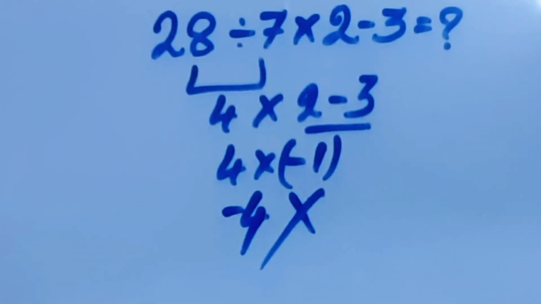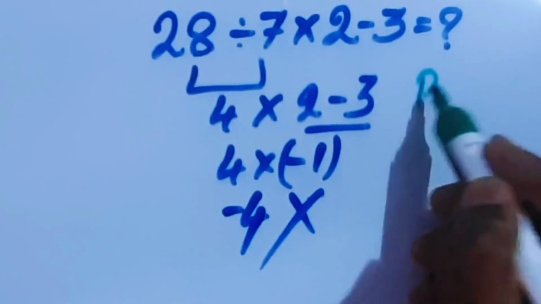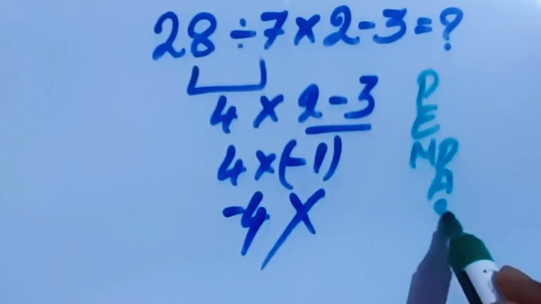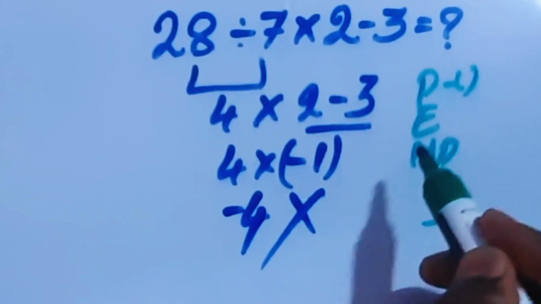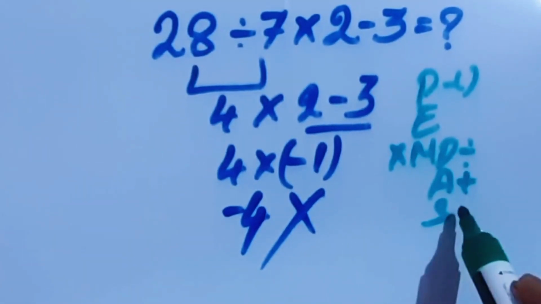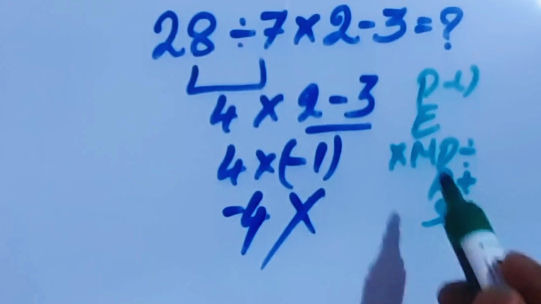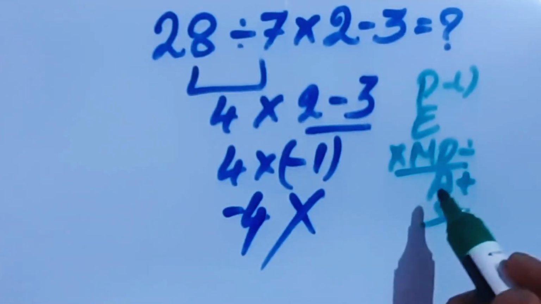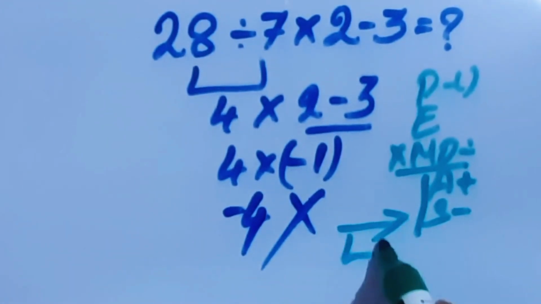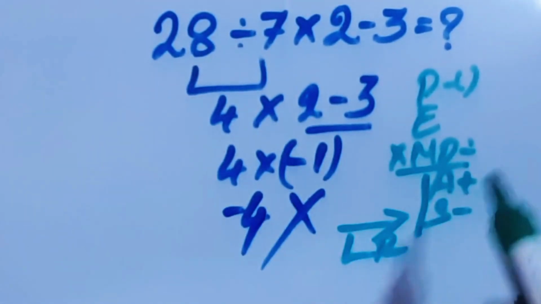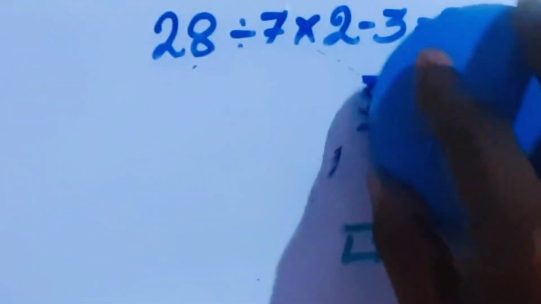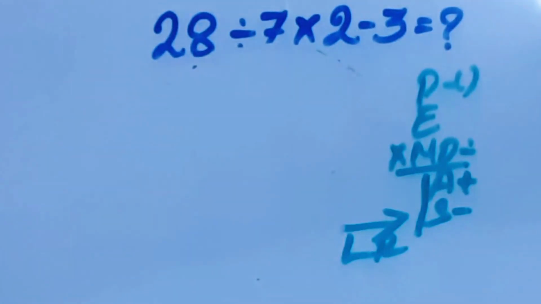This answer is wrong. As per the order of operations, this answer is wrong. Now we are going to introduce the PEMDAS rule to solve this problem in the correct way. P is for parentheses, or brackets. Here M stands for multiplication, D stands for division, A stands for addition, and S stands for subtraction. Multiplication and division have equal priority, and addition and subtraction have equal priority. We have to follow the left to right rule in the problem to complete this. Now we are going to solve this problem in the correct way by using this order of operations, PEMDAS.